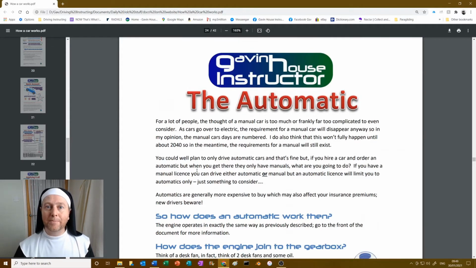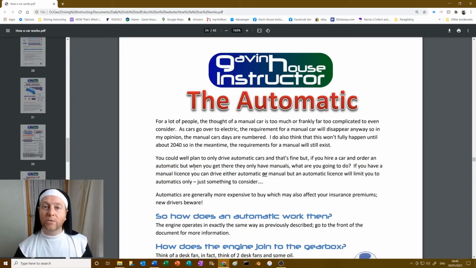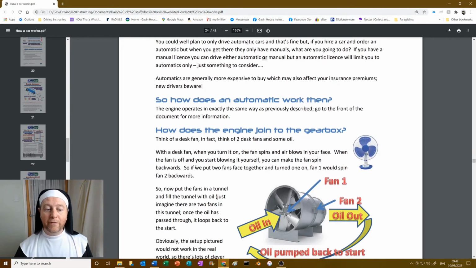Now, what about an automatic? An automatic is just a fancy way of transferring energy from the engine to the gearbox. The gearbox itself operates in pretty much the same manner, but it's the clutch that is the different thing in an automatic. In a manual, you have your clutch pedal that joins one disc to another. In an automatic, what you've actually got is a reservoir of oil and two fans.